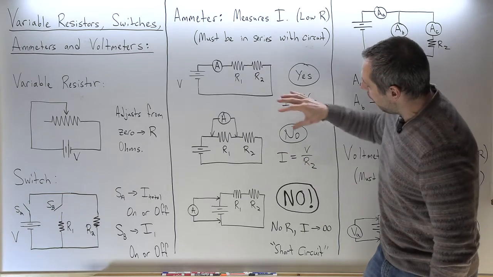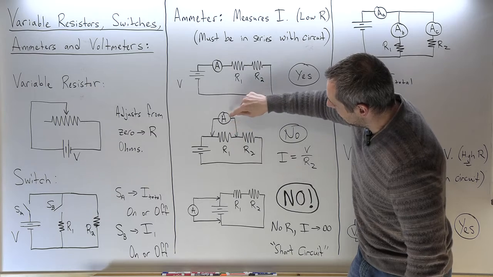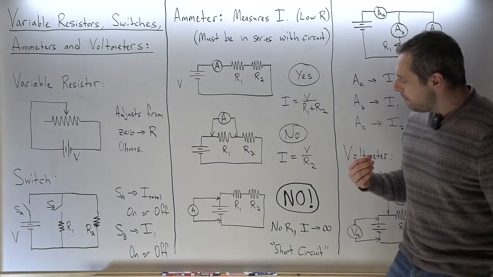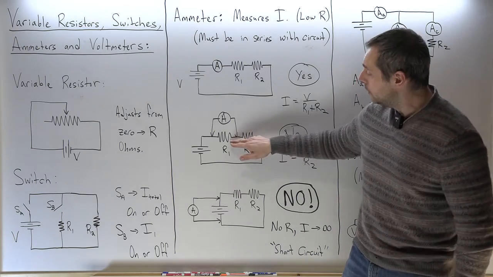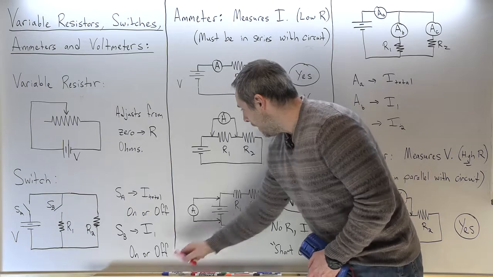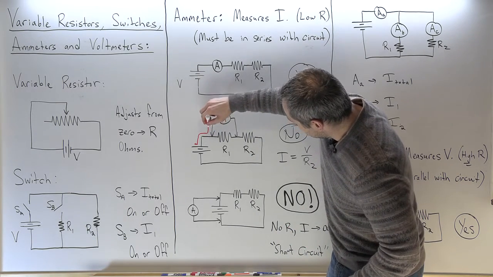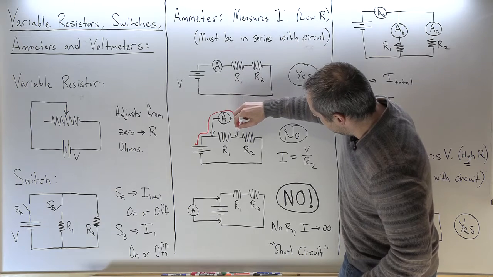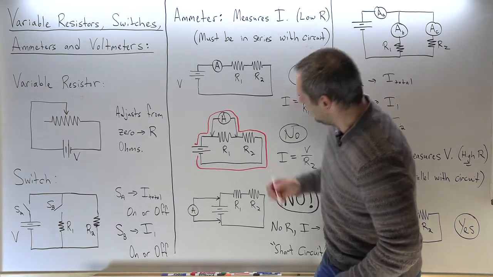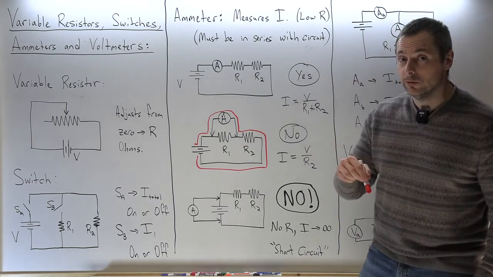So what happens? Why is this not correct? First of all, notice this ammeter is in parallel with this resistor. Let's say this is 1,000 ohms. This is very nearly 0 ohms. And so the current bypasses resistor 1 and goes through the ammeter instead. So the current in resistor 1 becomes 0.